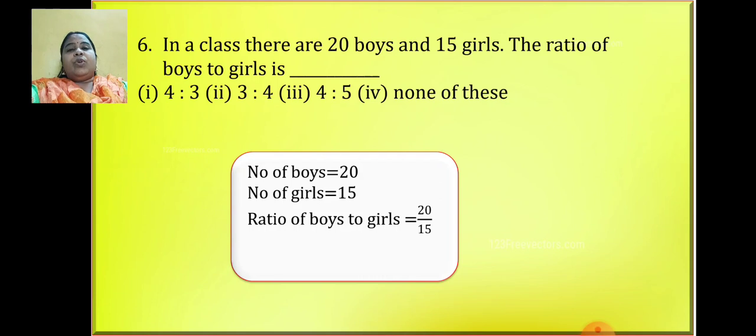Now when I divide it, what do I get? 5 fours are 20 and 5 threes are 15. Correct? So the correct option out of all these is the first one, 4:3. This was from the ratio chapter, ratio and proportion. I hope you have understood it. So the answer is 4:3. Let us move to the next question.